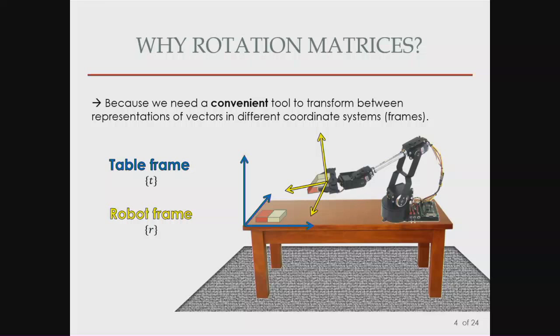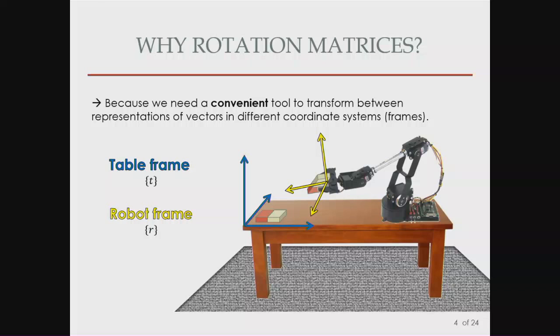Okay? But eventually we need to write down equations. And in a single equation, we want to have the left and right hand sides of the equation represented or expressed in the same coordinate system. So we want the ability to convert vectors from one coordinate system to another coordinate system.